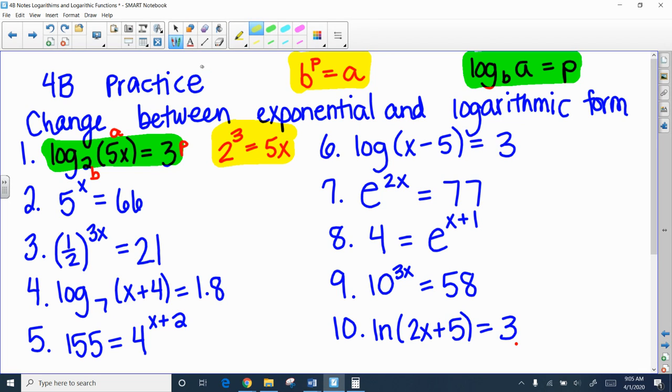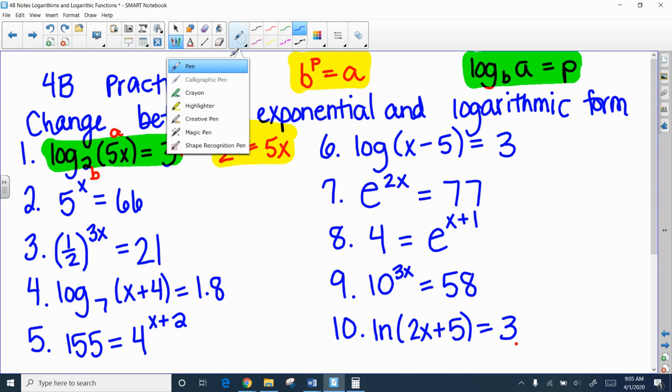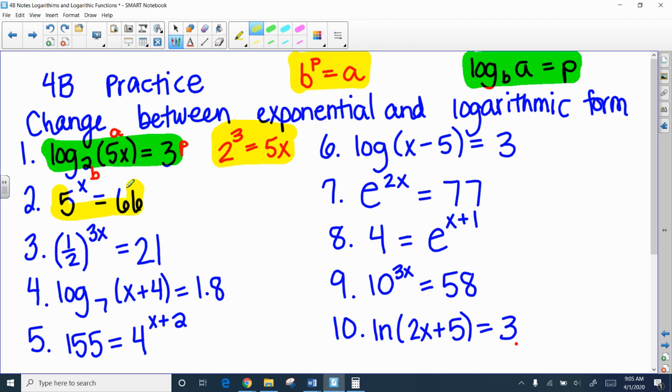All right, number 2, this one, there is no logarithm. So I know it's not in logarithmic form. This one's already in exponential form. Okay, so this one's in exponential form. So this time, exponential, label your b, your p, and your a. This one is b to the p power equals a.